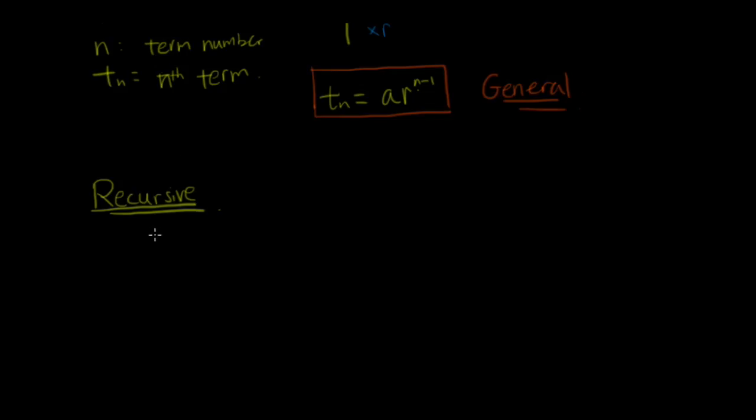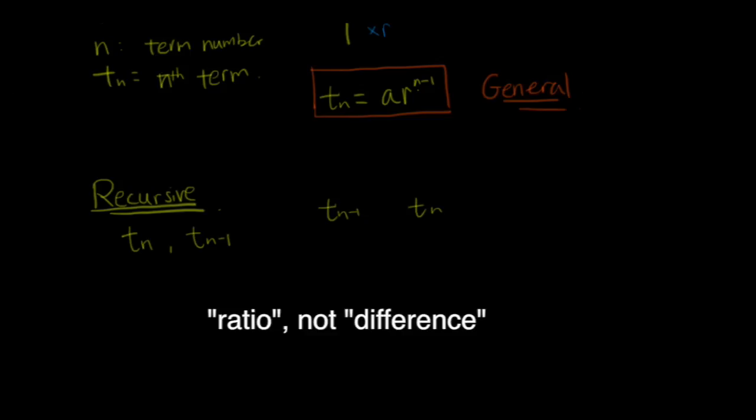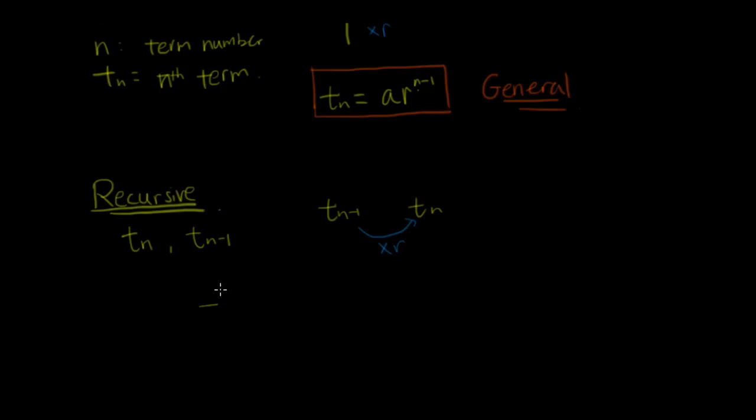So remember how we express the recursive formula in terms of Tn and Tn minus 1 or Tn plus 1. In this case, it doesn't really matter which way you do, plus 1 or minus 1. It's pretty much the same thing. Since between Tn minus 1 and Tn, there's a common ratio of r, we can express Tn as Tn minus 1 times r. So over here, we get our recursive formula for the geometric sequence.